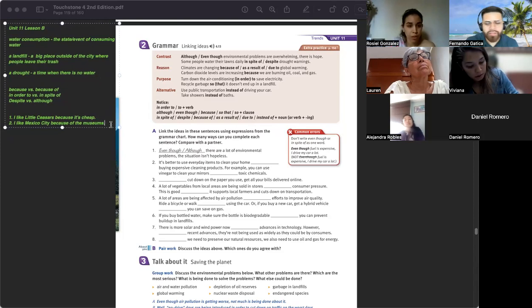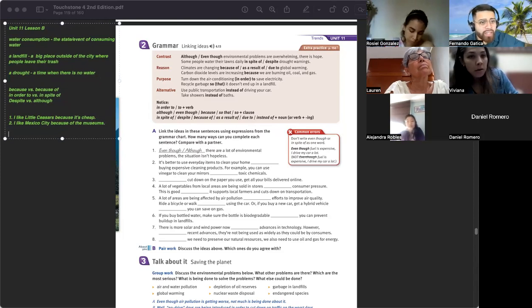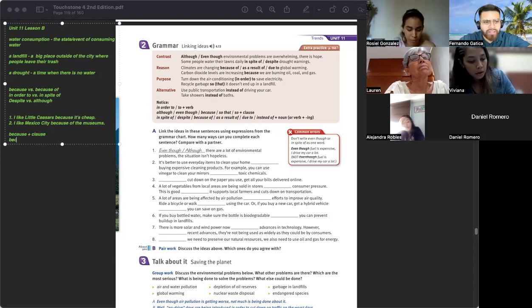All right. So what is the difference between because and because of? After because, you need to have a what? A clause. Yes, and after because of, what do you use? A noun. And a noun can also be a gerund, no? Verb ing. Remember that.